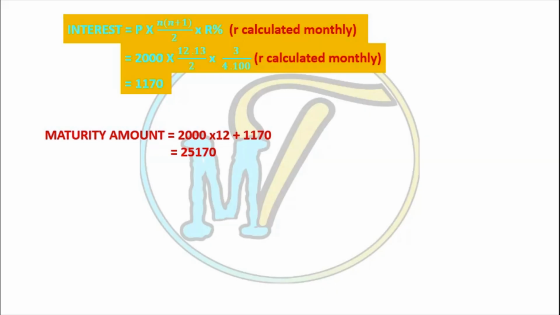Add our calculated interest of 1170 rupees to that 24,000. Our final maturity amount is 25,170 rupees. And that's it. You've successfully calculated a recurring deposit.